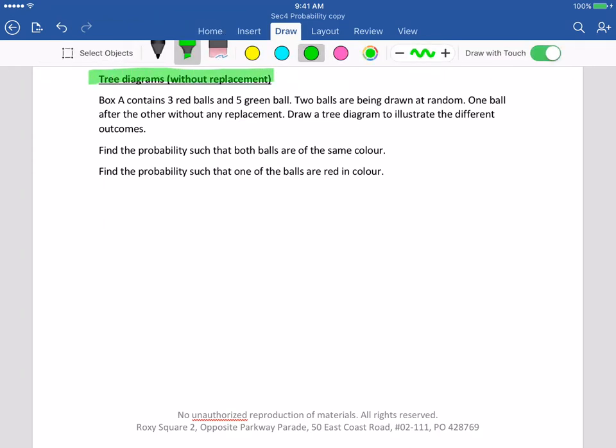Okay, so let's read first. Box A contains 3 red and 5 green. 2 balls are being drawn at random, one ball after another without any replacement. Draw a tree diagram to illustrate the different outcomes. So, box A. I would put it here as the first pick. The second one, I'll just put as second pick.